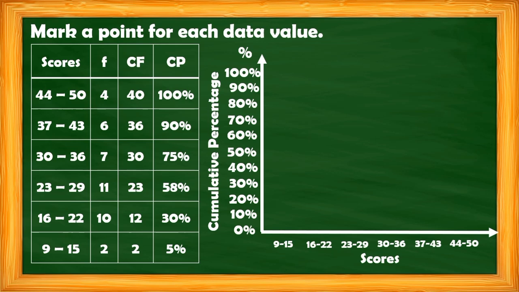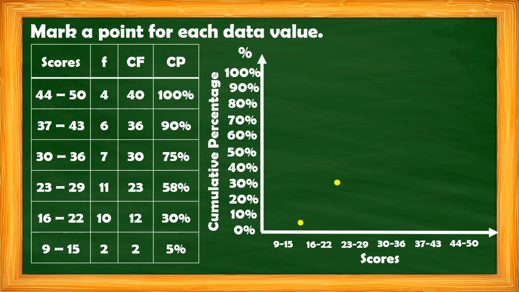So, mark natin yung point for each data value. So, sa 9 to 15, that is 5%. Nasa pagitan yung 0 to 10, so ayan po siya. So, again, ipa-place natin yung point doon sa upper right, sa pinakadulo. Mapapansin nyo, hindi siya naka-place dito sa gitna. Okay, next. 30% naman sa 16 to 22.